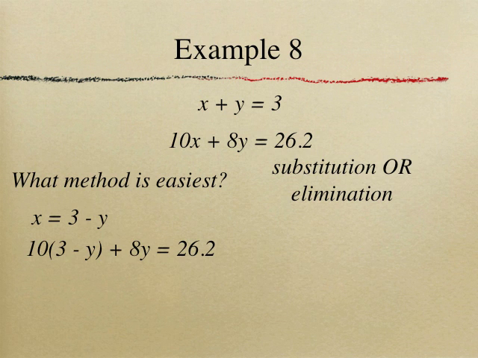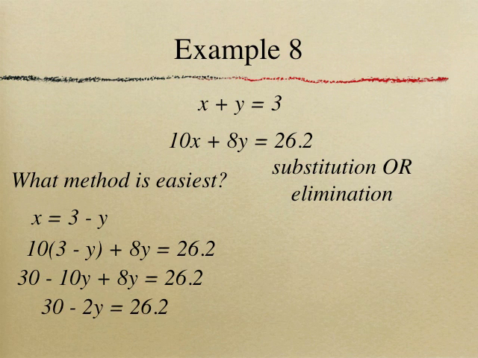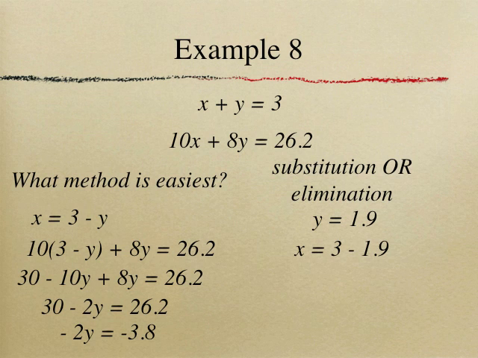So 10x becomes 10 times 3 minus y plus 8y equals 26.2. Distribute. So we have 30 minus 10y. The rest of it remains unchanged. Combine like terms, so we have 30 minus 2y equals 26.2. All variables on one side, we've got that done. All numbers on the other. Subtract 30 from both sides, so we get negative 2y equals negative 3.8. Divide both sides by negative 2 and y equals 1.9. So x is equal to 3 minus 1.9 or 1.1.